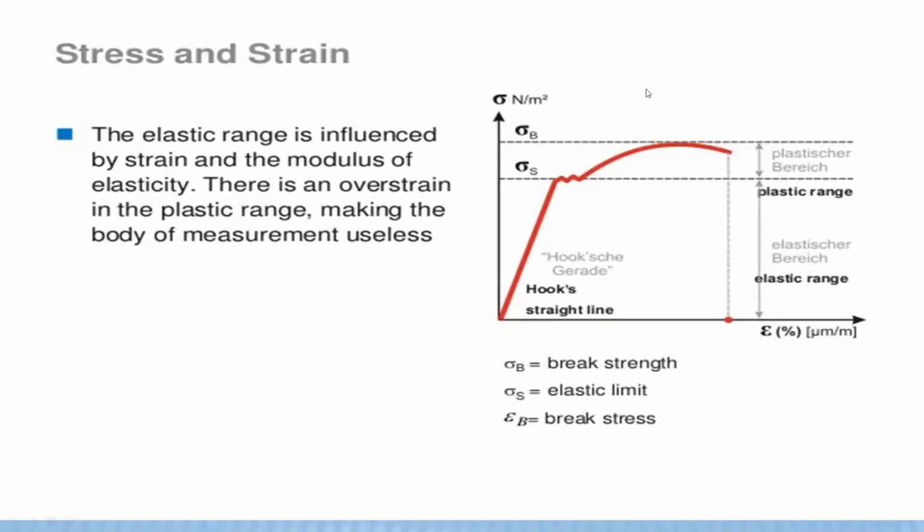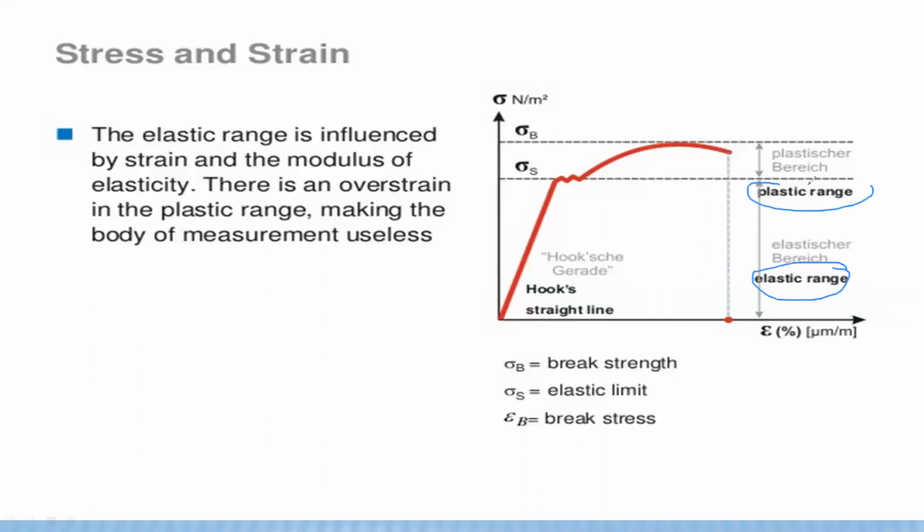So what is the stress and strain relation? The elastic range is influenced by strain. The modulus of elasticity, there is an overstrain in the plastic range, making the body of measurement useless. You can observe this graph. Elastic range, so it is the maximum elastic range.